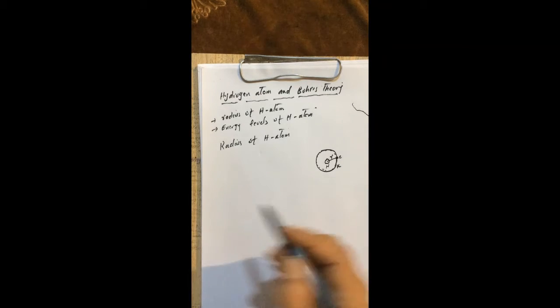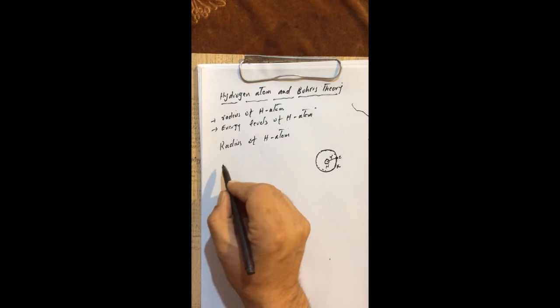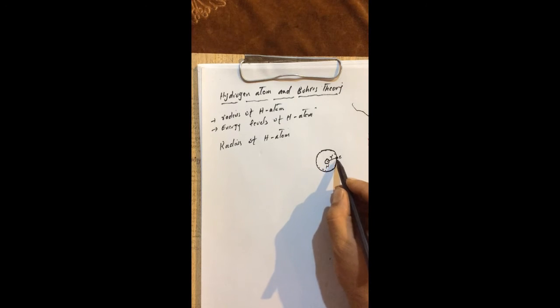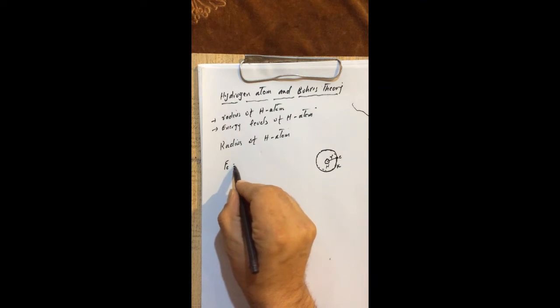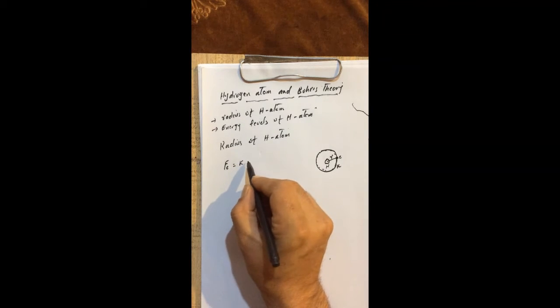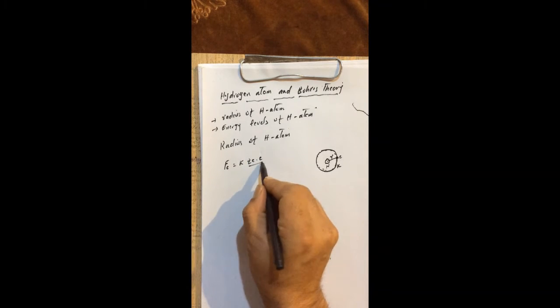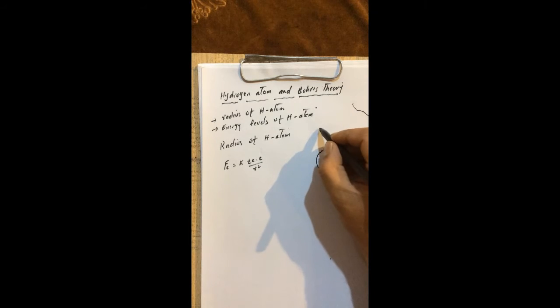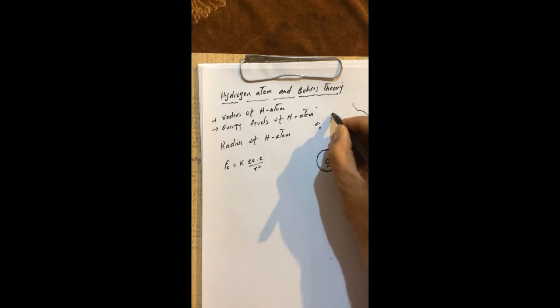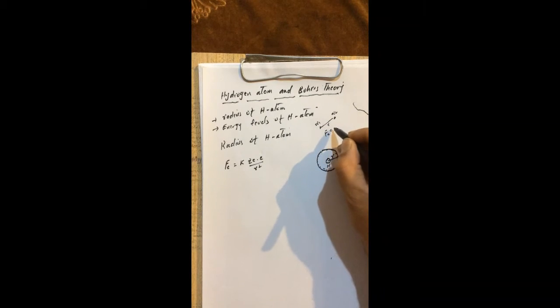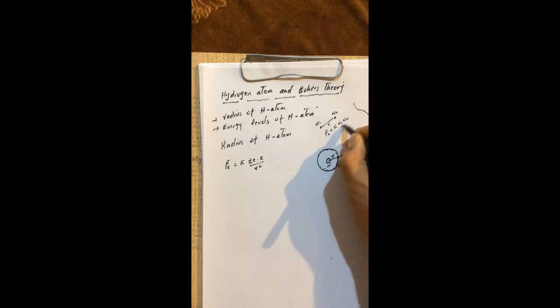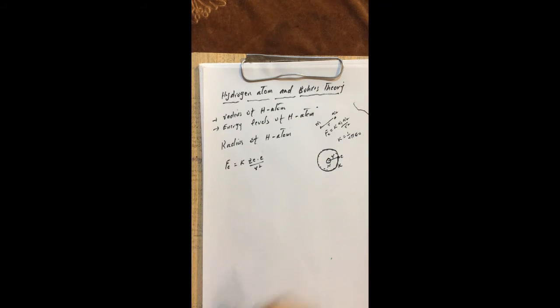Now, according to Bohr theory, the nucleus has a positive charge and the electron has a negative charge. So the force of attraction, or the Coulomb force, between nucleus and electron is given by K Ze times e divided by r square. We know that if two point charges Q1 and Q2 are separated by a distance r, then Coulomb's law tells us that the force of attraction or repulsion between them is given by K Q1 Q2 over r square, where K is 1 over 4 pi epsilon naught.